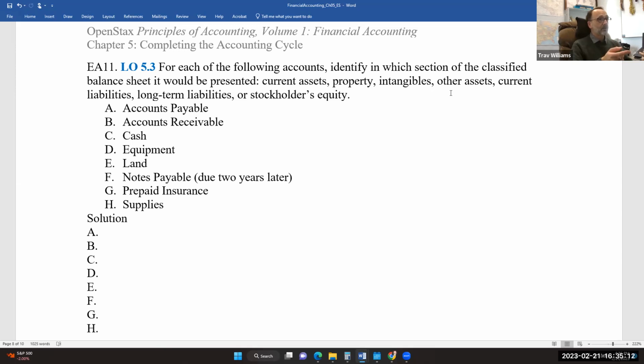Then we have our non-current assets. Those would include property, plant, and equipment. That is land, buildings, vehicles, equipment. We have intangible long-term assets. Intangible assets would be patents, trademarks, copyrights, and something called goodwill.